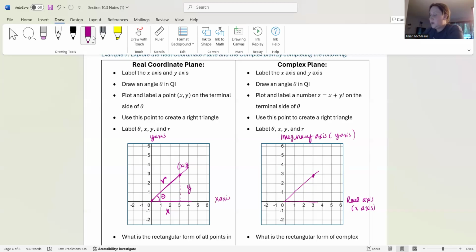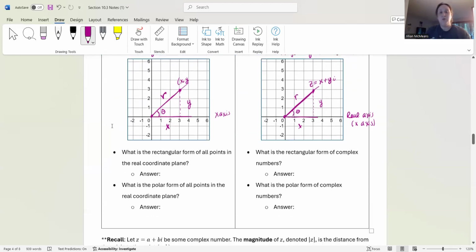And this time it says plot and label the number z equals x plus yi on the terminal side. Okay. Use this to create some kind of a right triangle. And then it says label x, y, r, and theta. Easy. This is x. This is y. This is theta. And remember, r is kind of like our radius here. If you're in the polar world, it's the distance from the pole or the origin to whatever point you're interested in. So this would be r. So even in the real plane and the complex plane, we have a situation that's very polar in nature where we have an angle and we have a value for r.